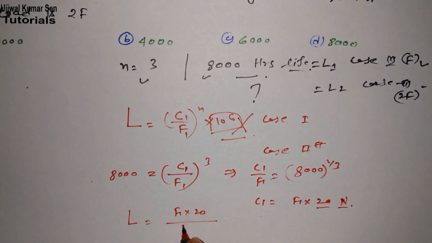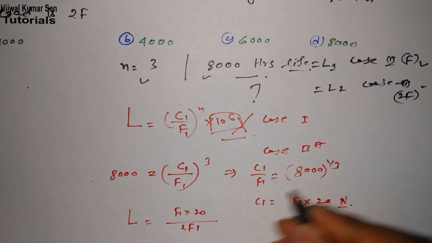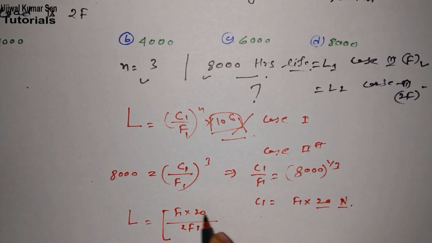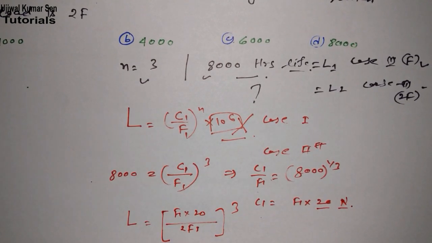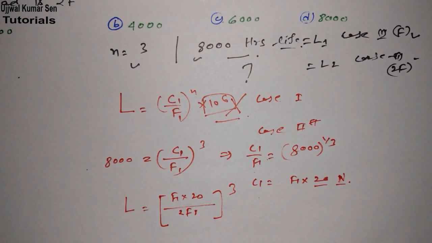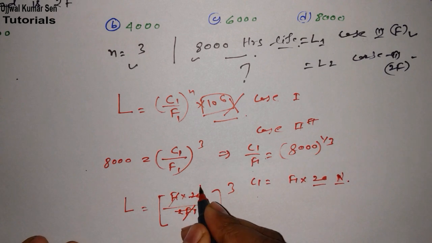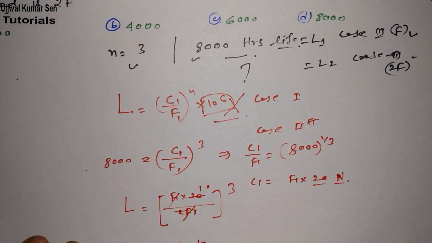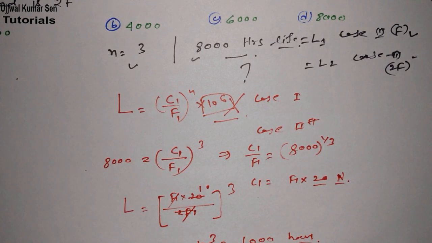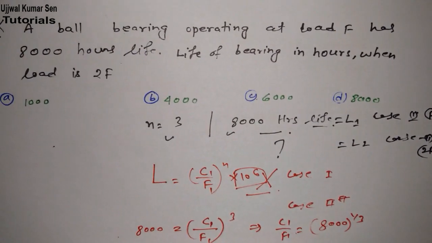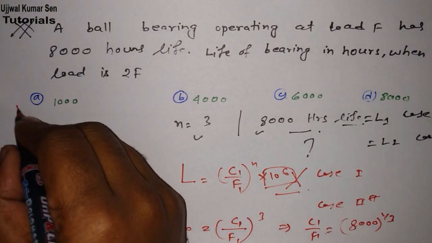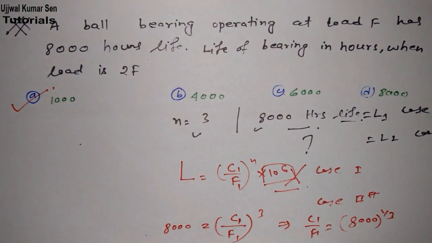Okay, so F2 would be 2F1, and root 3, right? Now from this, this one gets cancelled. F1 2 multiplied by 10 is 20, so 10 to the power 3, that means 1000 hours is the answer for this question. That means now let's look at the options. Yeah, option A is the right answer for this question.